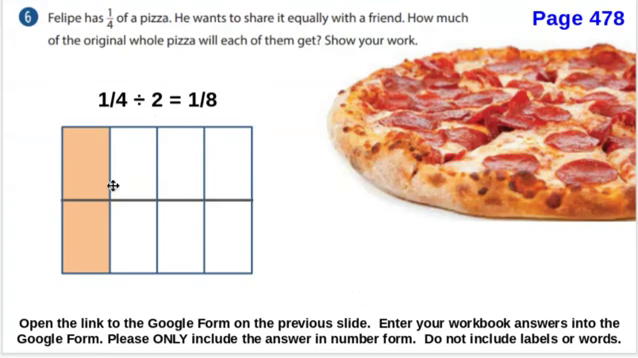Again, the answer is not 2/8 because we don't want to know what this whole shaded part represents. We want to know how much did each person get. So Felipe got 1/8 of the original pizza, and his friend got 1/8 of the original pizza. Whenever we're doing a fraction divided by a whole number, our answer is going to be a fraction. And that fraction is going to represent one piece of your entire model. So now let's take a look at the next example.